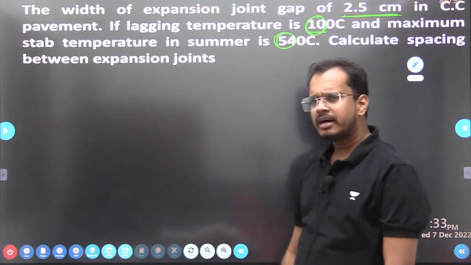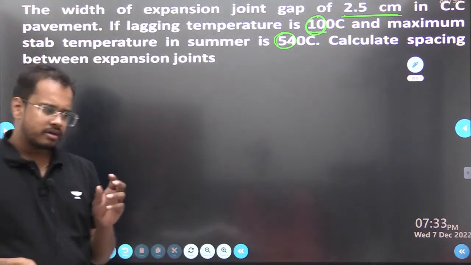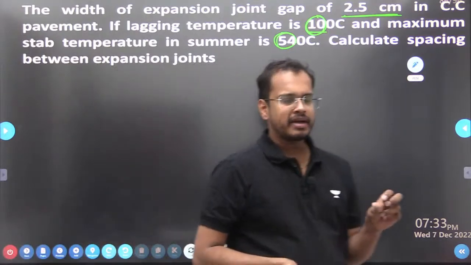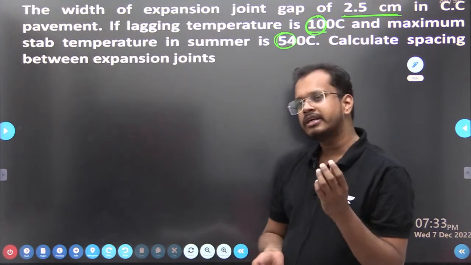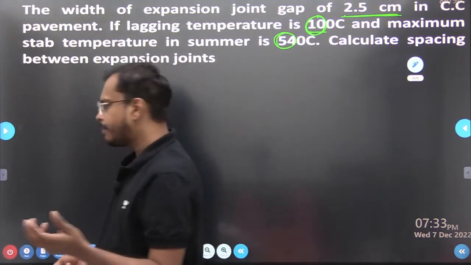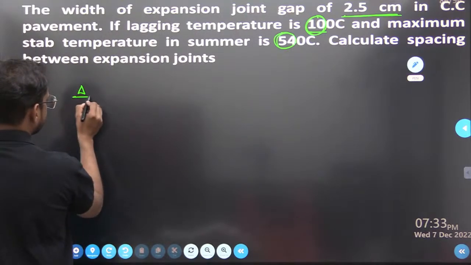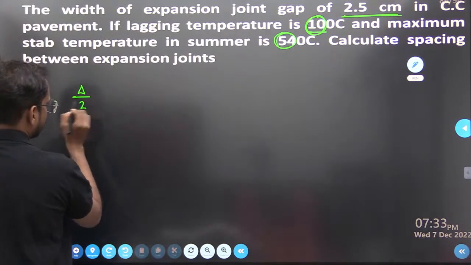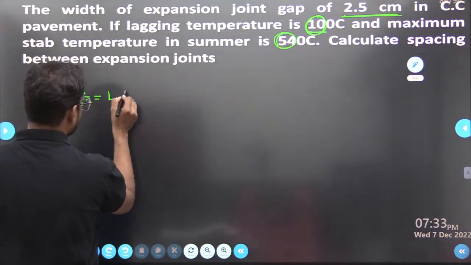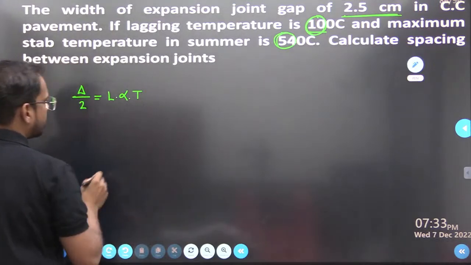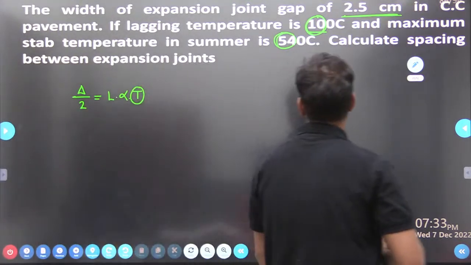I repeat again and again, the gap of expansion joint is provided, that means delta is provided, in such a way that after expansion delta by 2 gap should always be maintained. So to calculate spacing between expansion joints, delta by 2 is equal to L alpha multiplied by T, where T is the change in temperature.